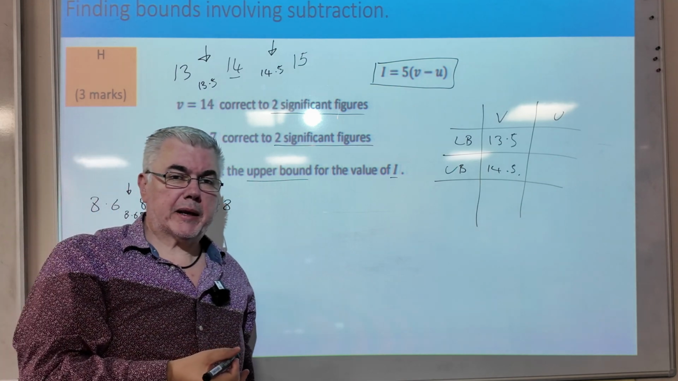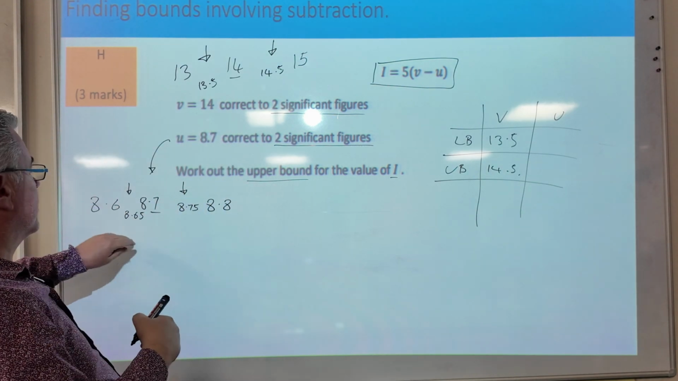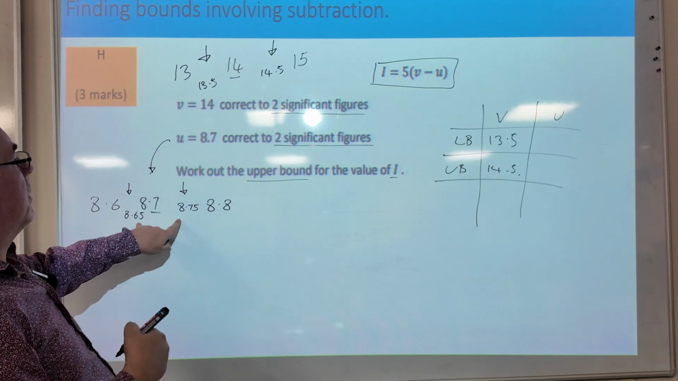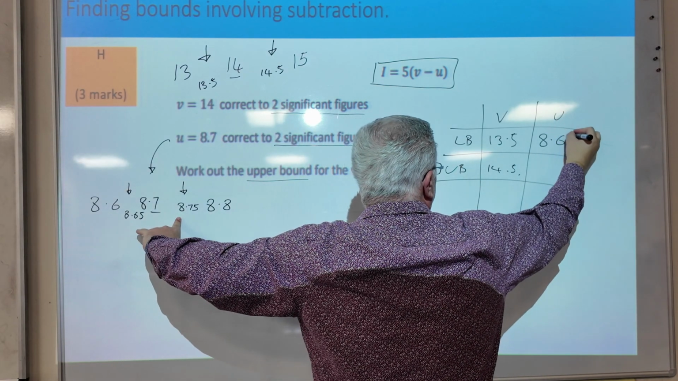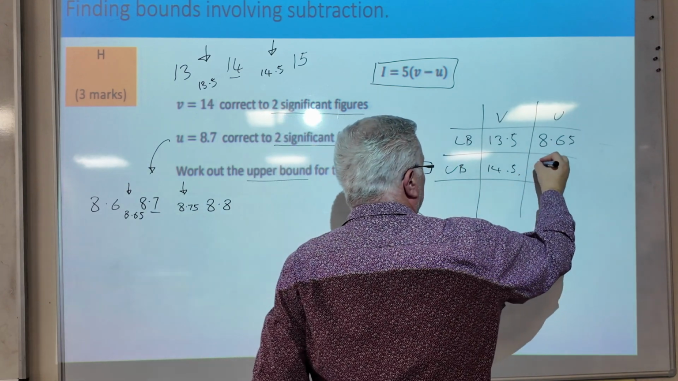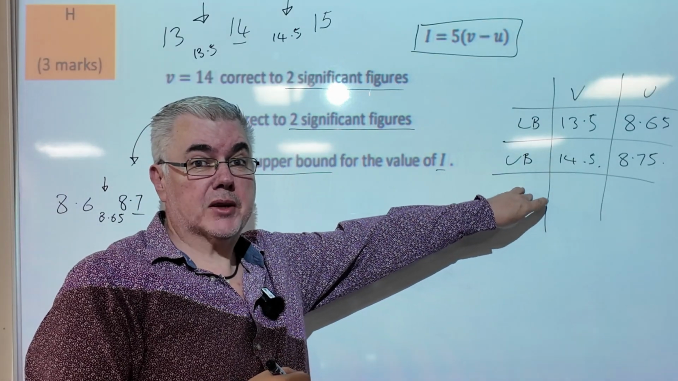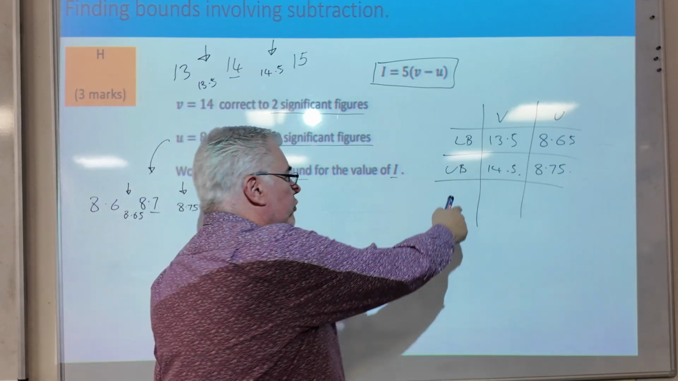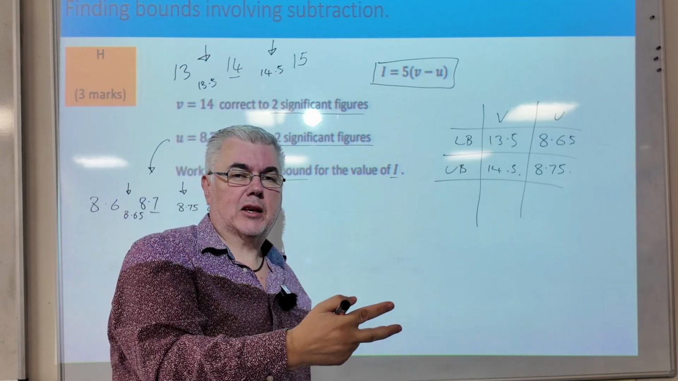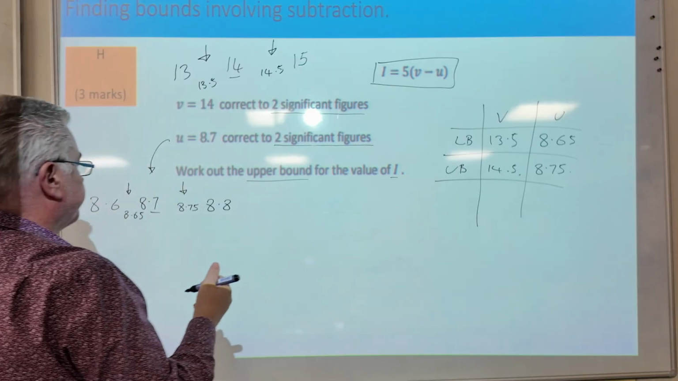I've gone through that quite quickly, but if you watch some of my earlier videos, you'll understand what I'm actually doing here. So I've got my lower bound and my upper bound for U. Lower bound, 8.65. Upper bound 8.75, probably enough to get me a couple of marks. It's all about getting as many marks as you can at this point. If you're ever stuck on a bounds question, draw a table, calculate the upper, calculate the lower for everything you've got, every number you've got, and you're going to get some marks.